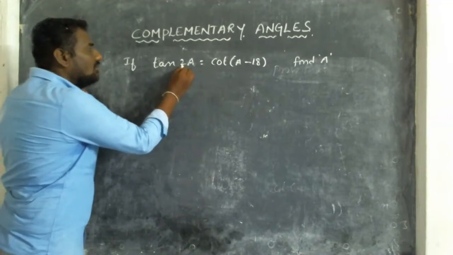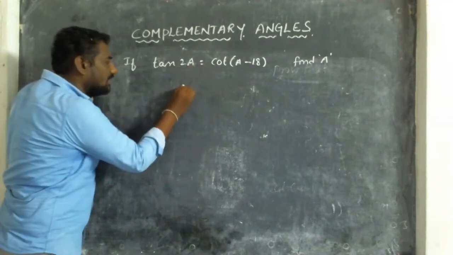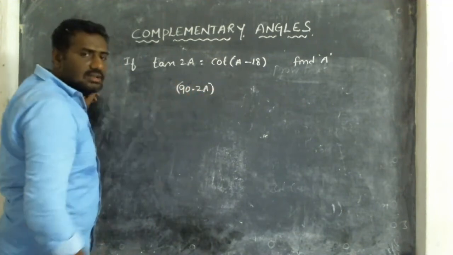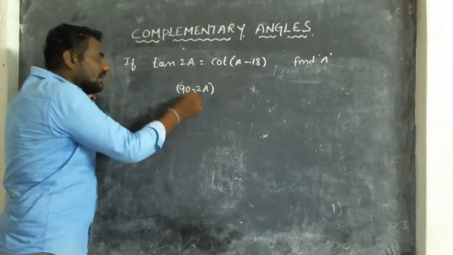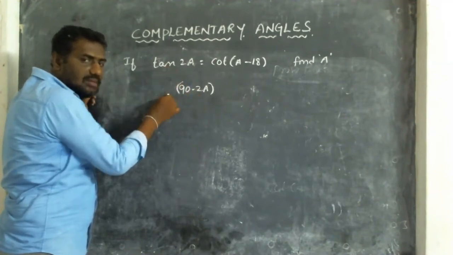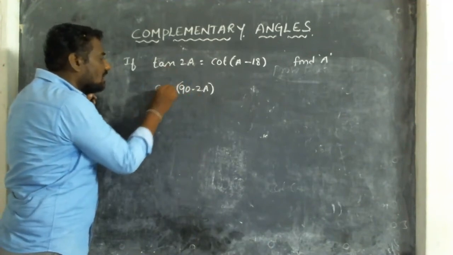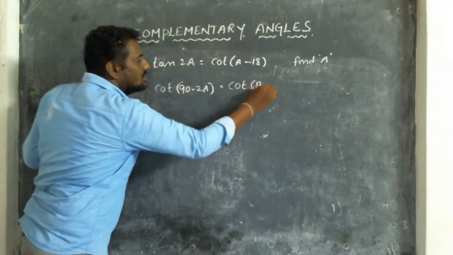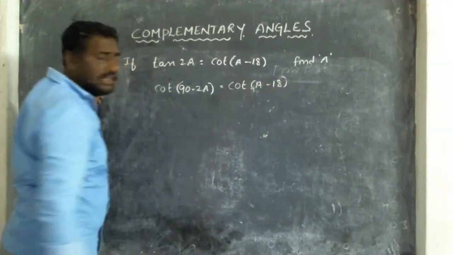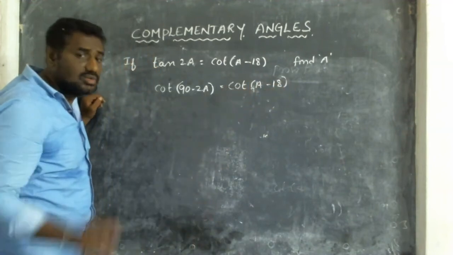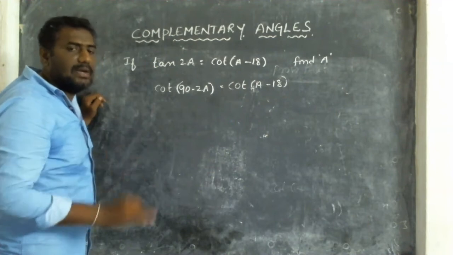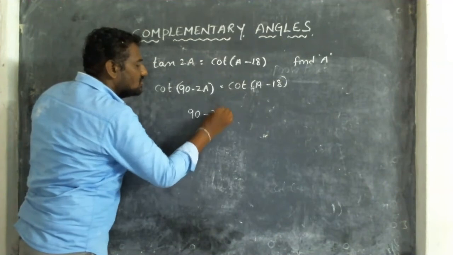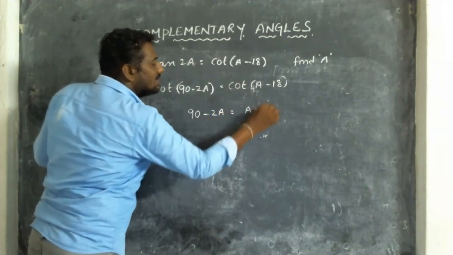First, I am going to convert 2a. 2a complementary, we can write it as 90 minus 2a. When we change the angle, automatically we have to change the trigonometry. Now the trigonometry is cot. And other side I read as it is. Now both the side cot is there. When both the side cot is there, should not cancel. Just we have to compare the angles. On comparing the angle, we can write 90 minus 2a equal to a minus 18.